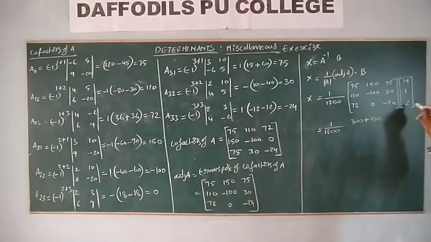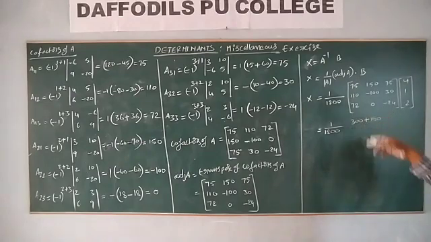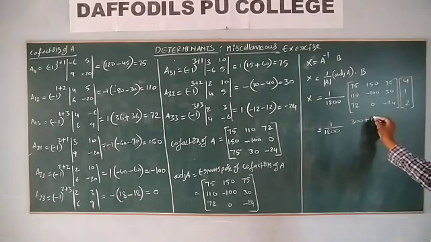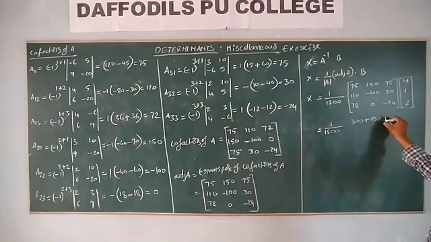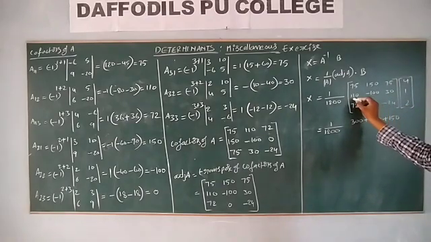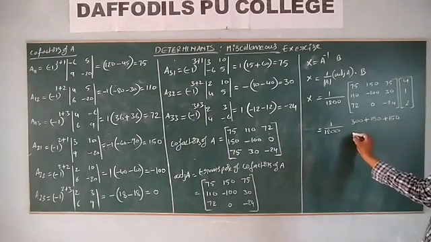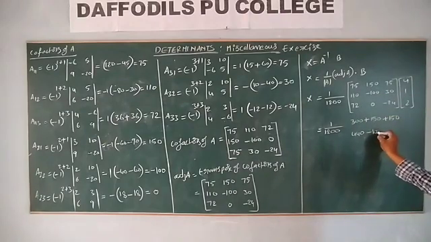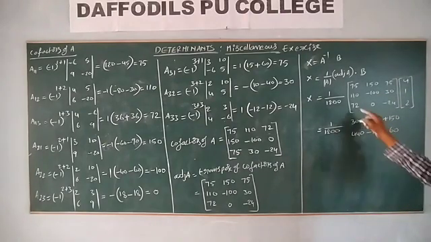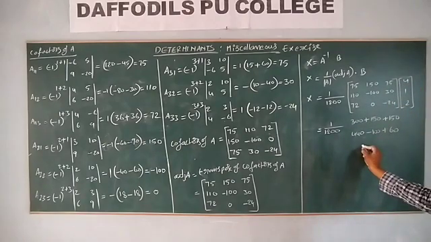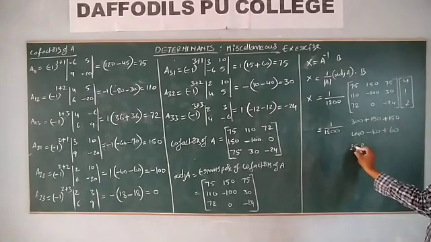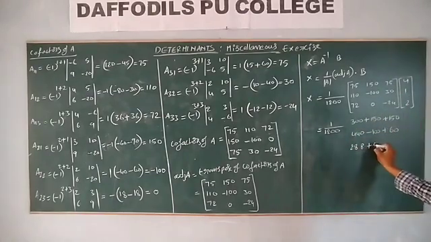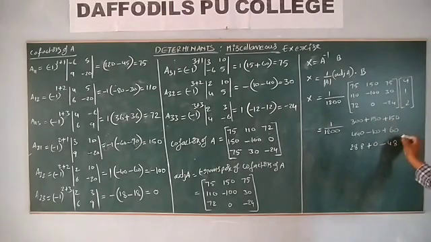This is a 3 by 3 matrix and a 3 by 1 matrix. The resultant answer is also 3 by 1. 3 by 1 means 3 rows, single column. Be very careful. Multiply 75 into 2, 150. Next, this row, this column: 110 into 4, 440, minus 100, plus 60. Then 72 into 0, 0 into 1, plus 0, minus 48.